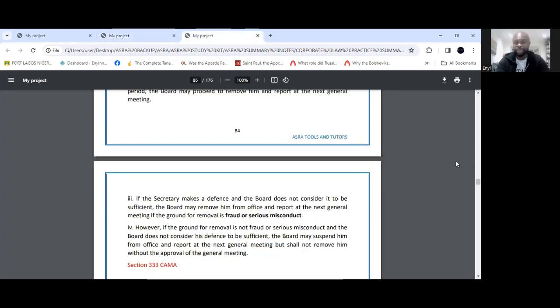If the secretary makes a defense within the 7 working day period, and the defense is insufficient in the board's estimation, then the board may proceed to remove the person. If the grounds for removal are fraud or serious misconduct, the board proceeds to remove the person and reports back to members at the next general meeting. But if the grounds for removal are not fraud or serious misconduct, and the defense made by the secretary is considered insufficient by the board, then the board can only suspend such a person, but would not be able to remove the person without the approval of members at the next general meeting.